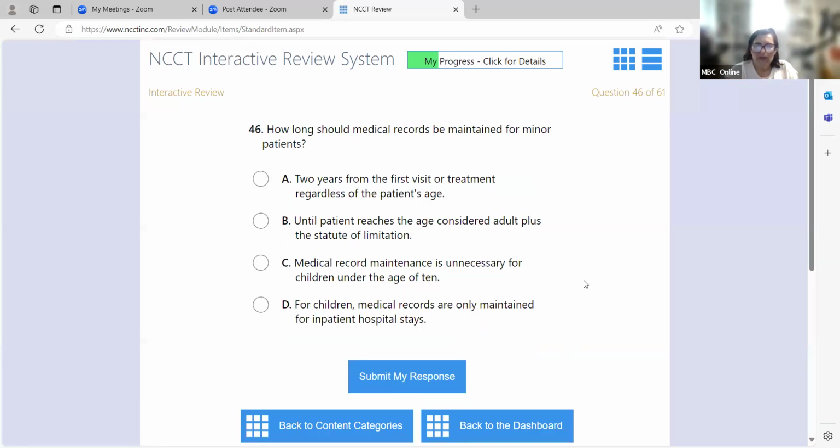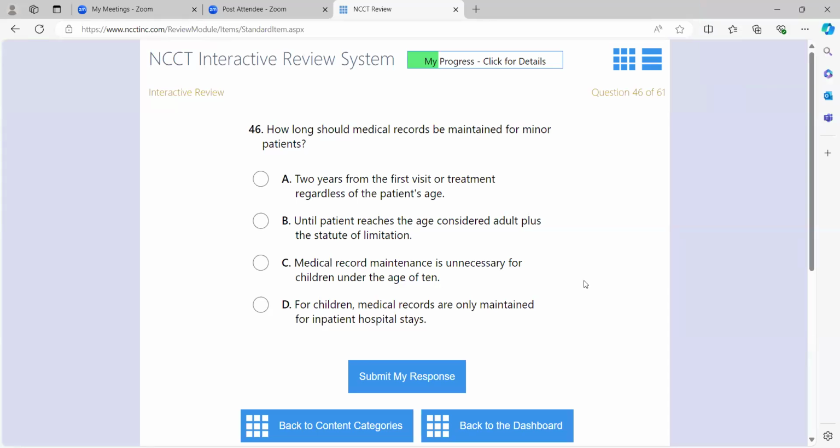How long should medical records be maintained for minor patients? A, 2 years from the first visit or treatment, regardless of the patient's age. B, until the patient reaches the age considered adult, plus the statute of limitation. C, medical record maintenance is unnecessary for children under the age of 10. D, for children, medical records are only maintained for inpatient hospital stays. So how long do you think medical records are kept for a minor?